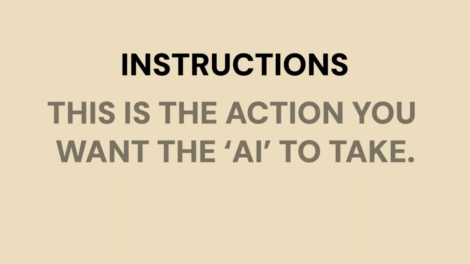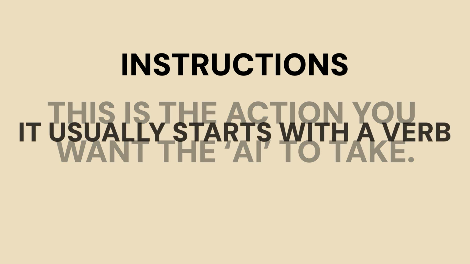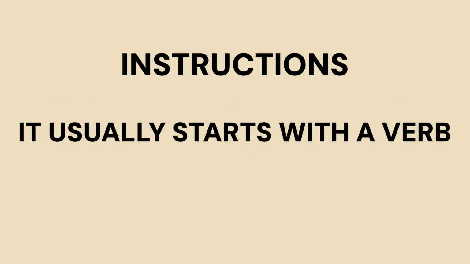Second is instruction. This is the action you want the AI to take. Example, summarize this text, or write a poem, or translate this into French. It usually starts with a verb.